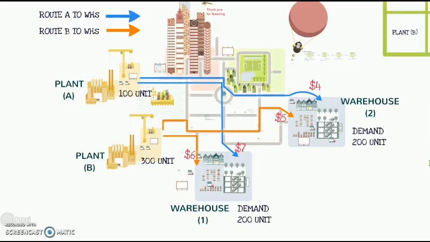To transfer units between 2 points, there is a shipping cost. As you can see, the blue route is the shipment route from Plant A to Warehouse 1 or 2. From Plant A to Warehouse 1 the cost is $4 and $7 to Warehouse 2. On the other hand, the orange route is from Plant B to Warehouse 1 or 2.